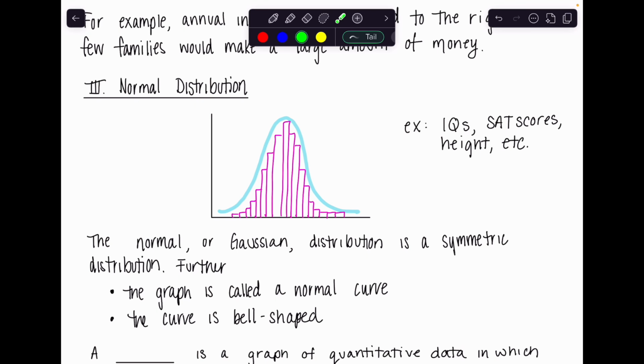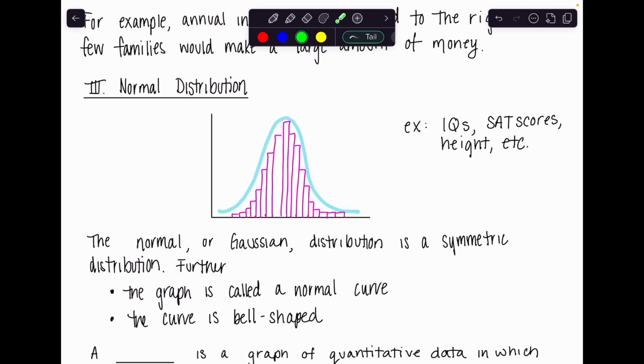So really good examples are common traits. IQs should have a normal distribution. You've got an average intelligence rate in the middle, and then you've got people on both ends of the spectrum. So you've got Einstein, who's insanely smart and has a high IQ, and then you have people on the very low end as well. SAT scores, another great example. There is an average for people, and then you get the ones that are scoring perfect, and then the ones that aren't, but there's less and less of them.